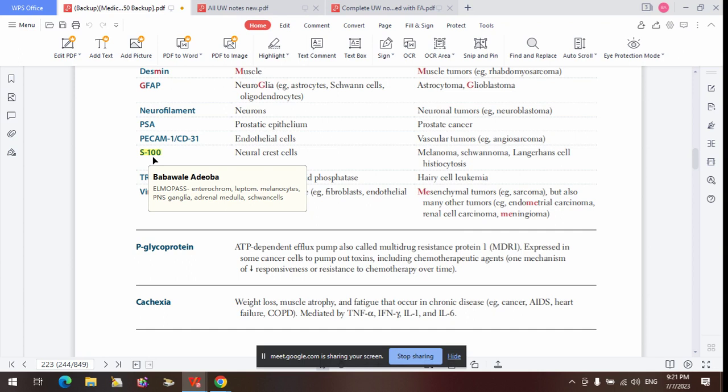I didn't put it there, but P is the PNS ganglia. So forming the ganglion, the autonomic nerves, the cranial nerve, those ones are part of the PNS. Then A is the adrenal medulla. S is the Schwann cells. The last S is the skull bones. So skull bones, the Schwann cells, A adrenal medulla, P PNS derivative, O odontogenic, M melanocytes causing melanoma, L leptomeninges, and E enterochromaffin.